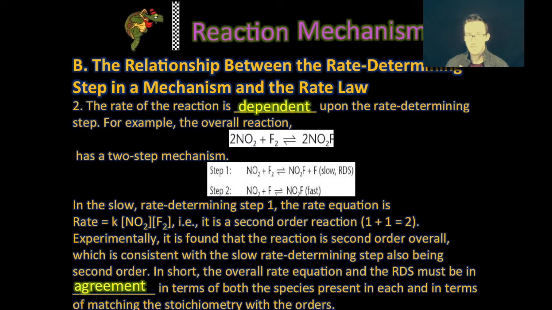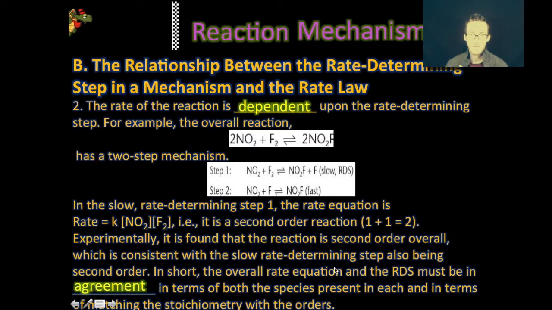But basically, for the slow rate determining step, step 1 in this example, we can determine the rate equation, or the rate law, simply by looking at the coefficients in the equation for that elementary step. So the rate law is the rate constant times the concentration of NO2 to the first, times the concentration of F2 to the first, again based on the coefficients in that elementary step. That means it's a second order reaction overall, 1 + 1 = 2, for this elementary step. And then we're told experimentally it is found that the reaction is second order overall, which is consistent with the slow rate determining step also being second order.